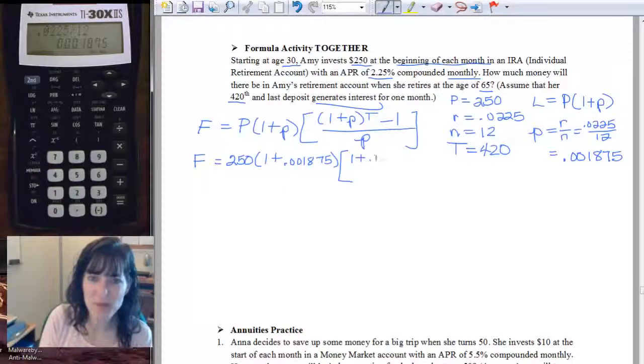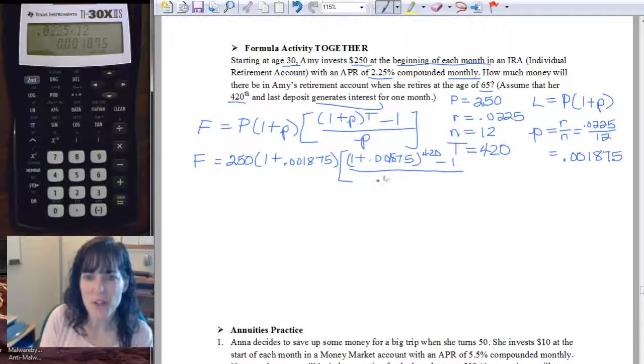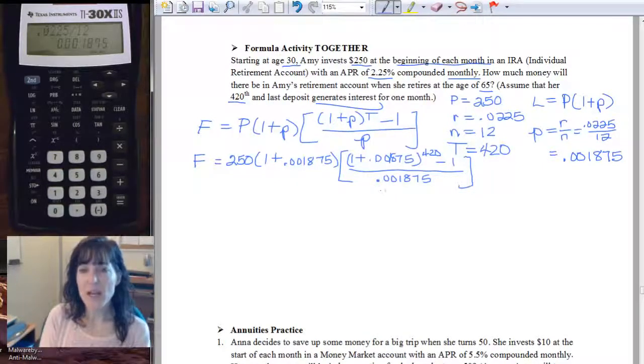1 plus 0.001875 to the capital T, which was 420, minus 1, missing a parenthesis here, 0.001875, and the close parentheses. Now what I want to do is show you store for this, because it'll help so we don't mess up when we keep typing in that P.